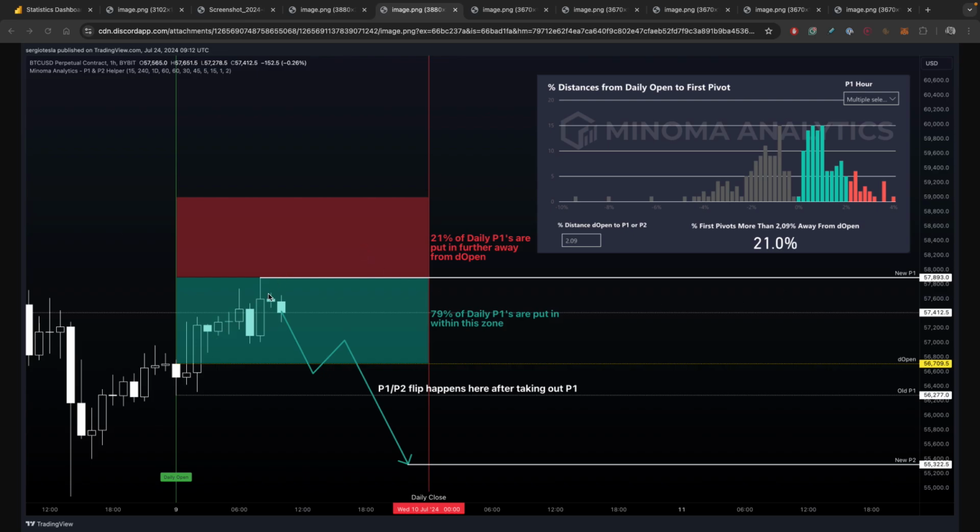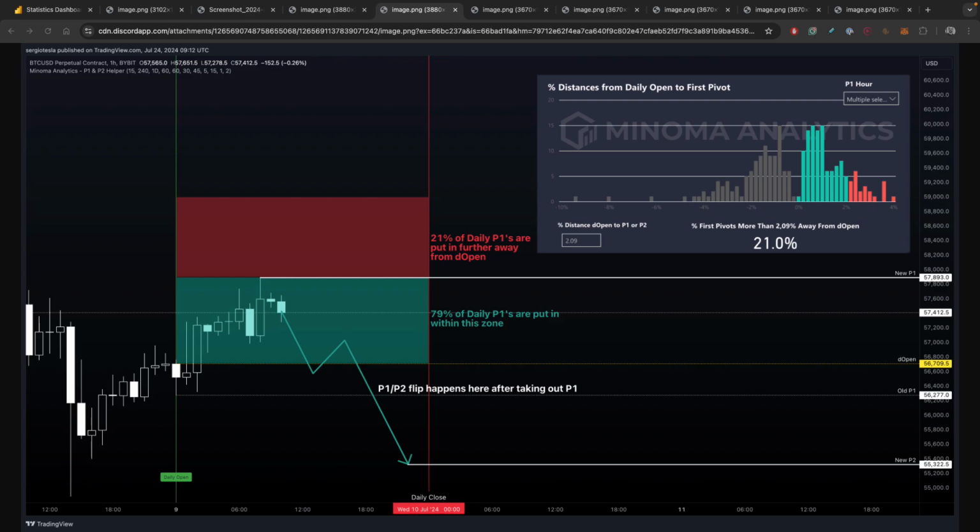Price is energy. So another way to interpret this is that only 21% of days had a P1 that made it this far from daily open, right? Because only 21% of days made it this far. That's why 21% of days are above this level. Only 21% of days had a P1 that got put in this far from daily open or further away. So we know it's only 21% of days it happens that it comes this far or further. So now that we know this, we can derive the probability of a P1, P2 flip.